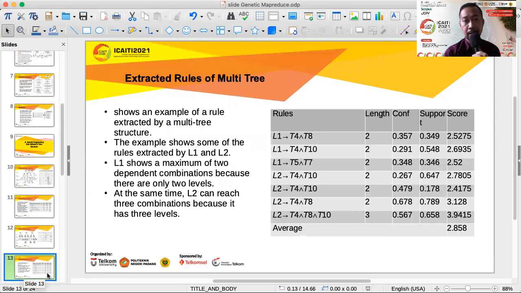So this is the extracted rule of the multi-tree. The example shows some of the rules extracted for L1 and L2, not L3 because there is not enough space.